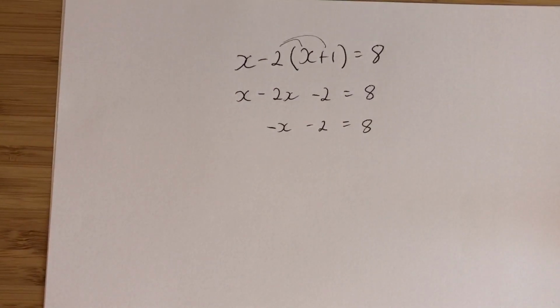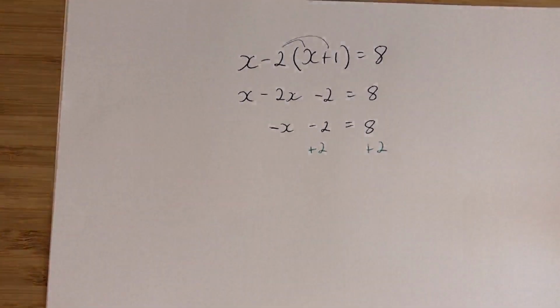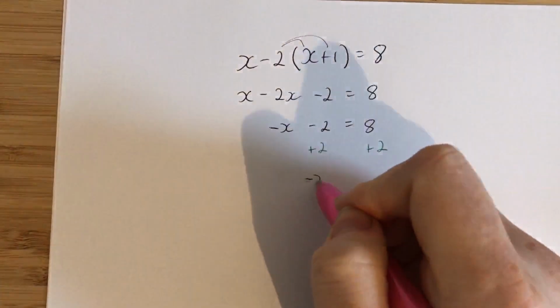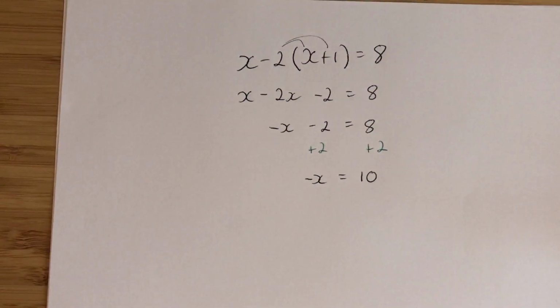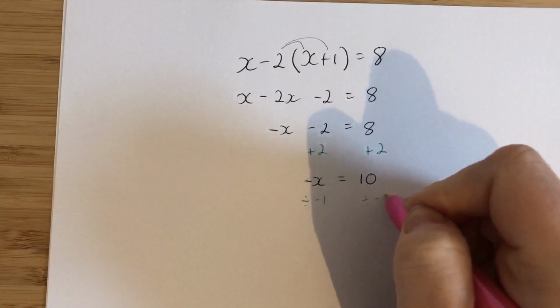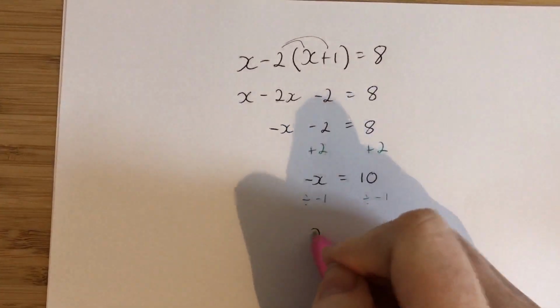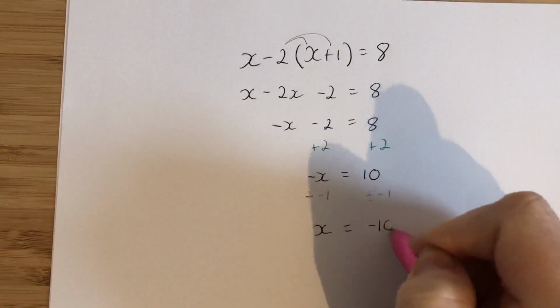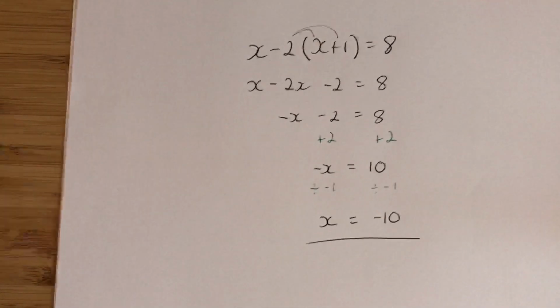So here we can add 2 to both sides. We're just balancing out so that we get x by itself. Now we have minus x equals 10. Divide both sides by -1 so that you've got a positive, or multiply each side by -1. You're going to have, flipping it round, x equals -10. So that's one type of equation that you might have. We're going to look at one using an inequality now.